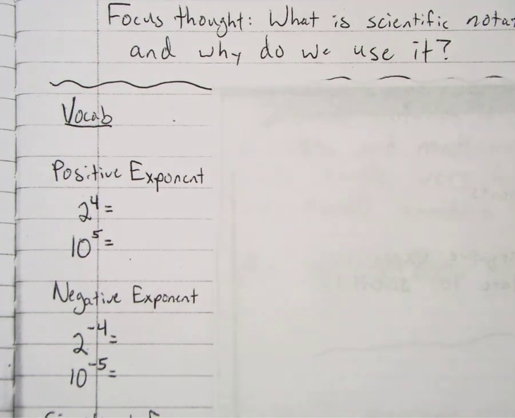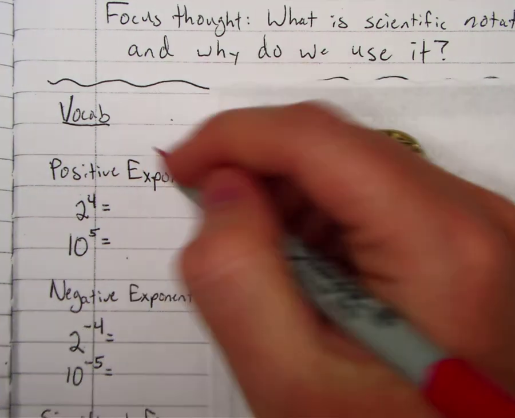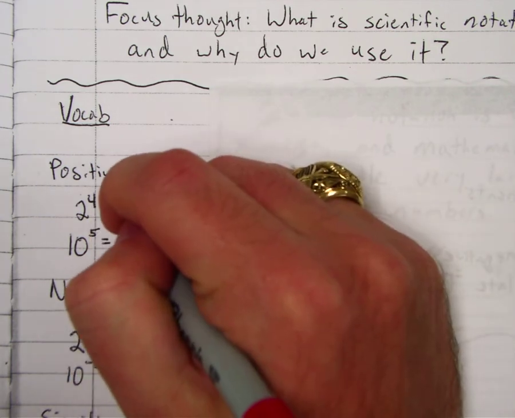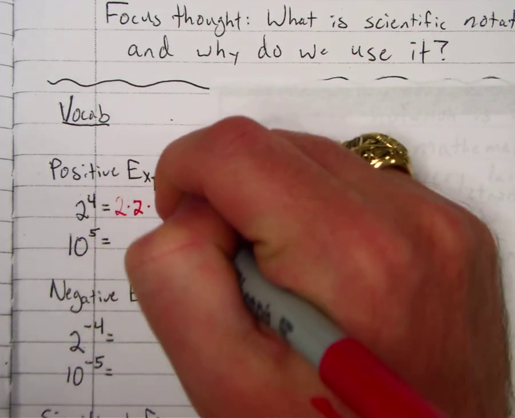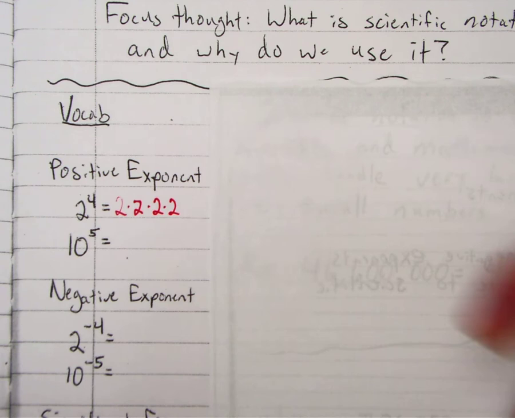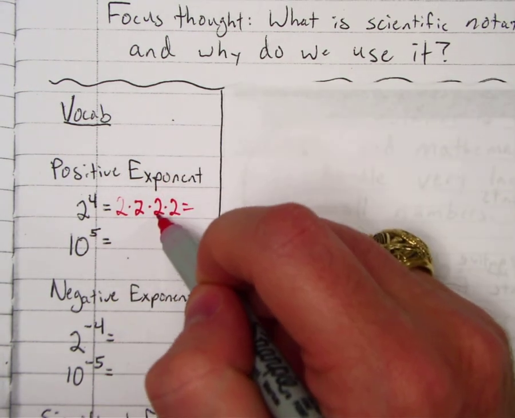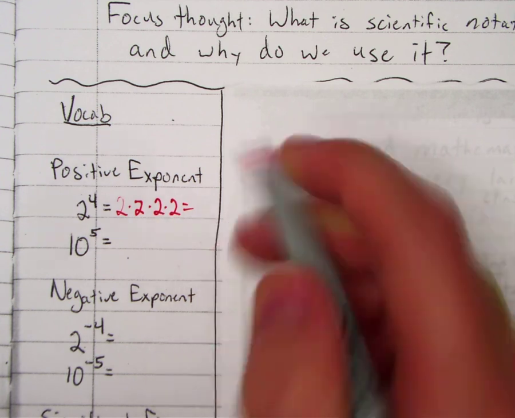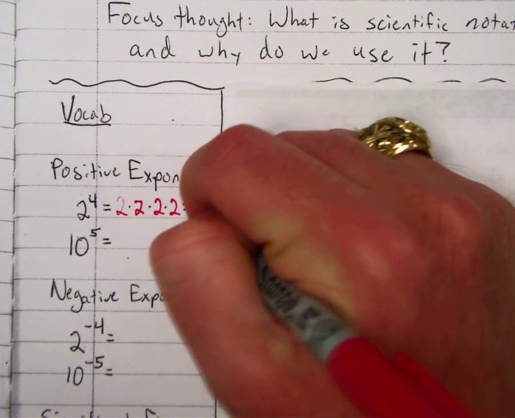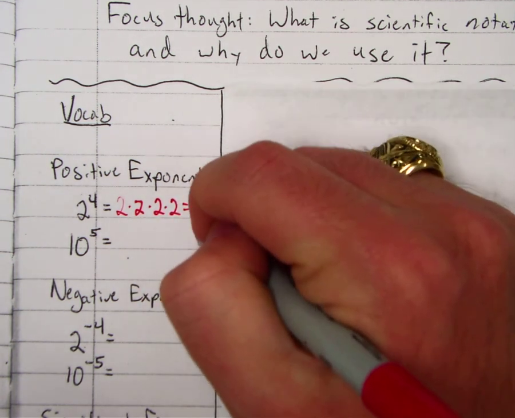Here we have two things, positive exponents and negative exponents. Positive exponents we should be familiar with. This is simply 2 raised to the 4th power, or 2 to the 4th. And then we also have 10 raised to the 5th power, or 10 to the 5th. What this means, 2 to the 4th, is 2 times 2 times 2 times 2. That's 4 2's. Okay? So 2 times 2 is 4, times 2 is 8, times 2 is 16. So 2 to the 4th is 16.